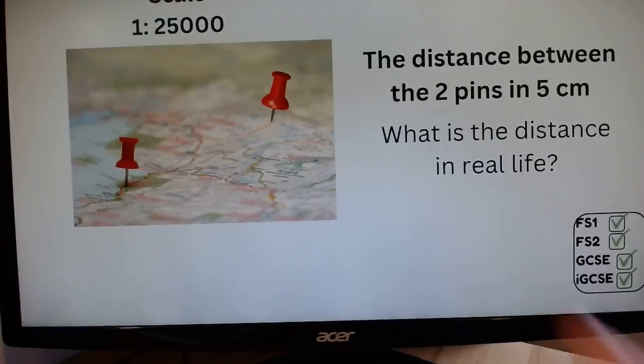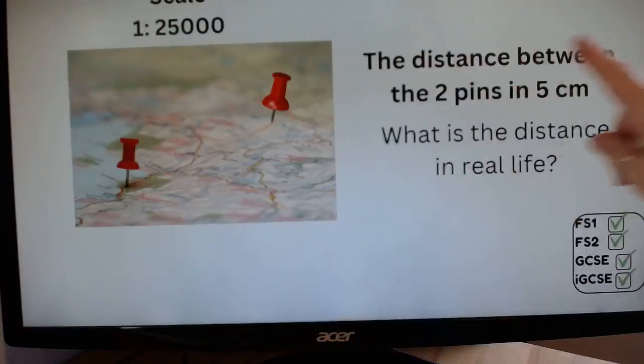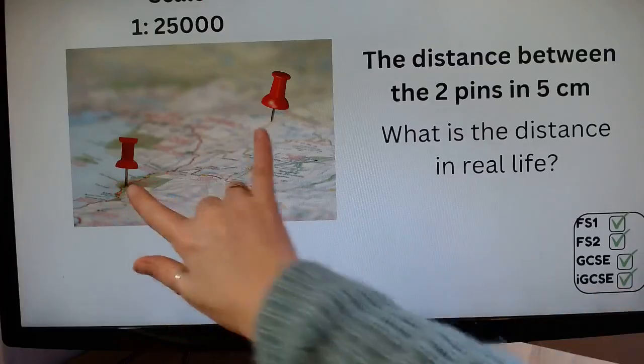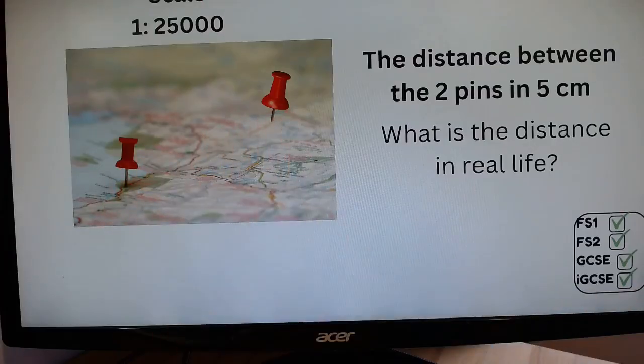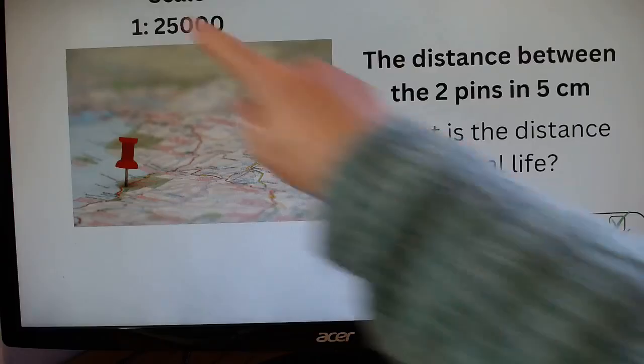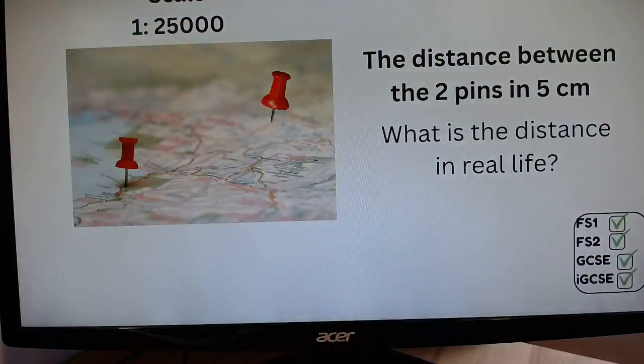So scale 1 to 25,000. The distance between the two pins, so these two pins here, on this map is 5 centimetres. Using this scale, what would be the distance in real life? What would be the distance in real life?